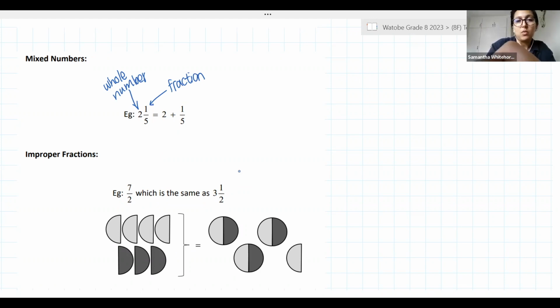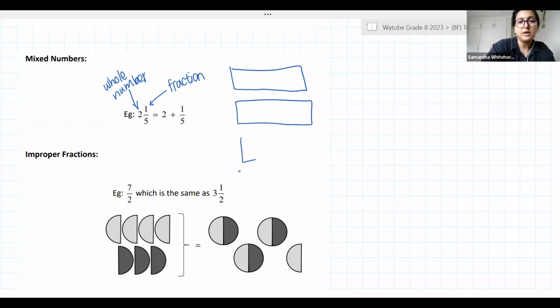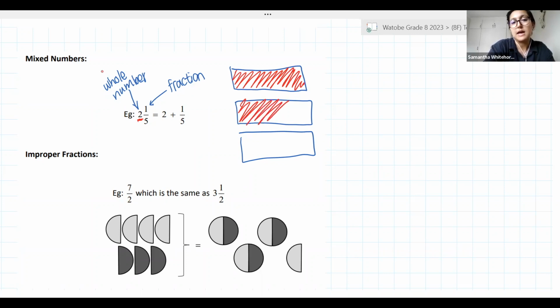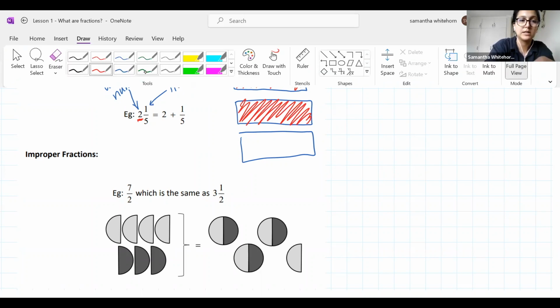So if we think about what that means, my drawings are not going to be beautiful, but it's okay. The 2 in front, so that whole number portion of my number, represents 2 wholes. So the entire shape that I'm working with, I'm considering as that 2. It is my whole number, it's 2 whole parts.